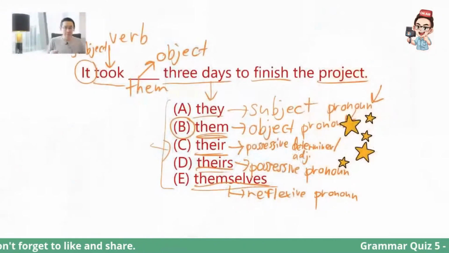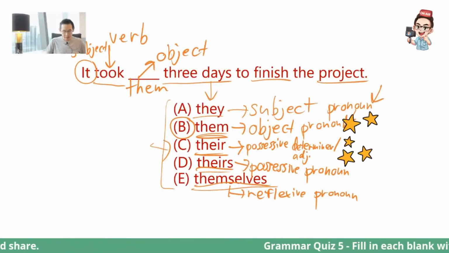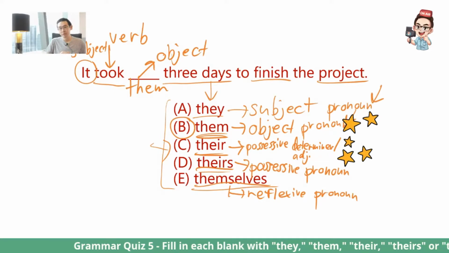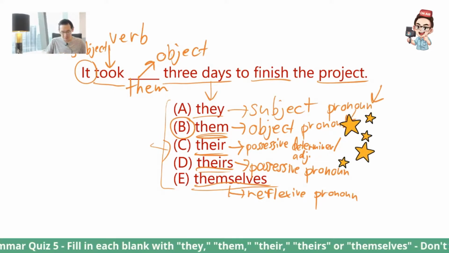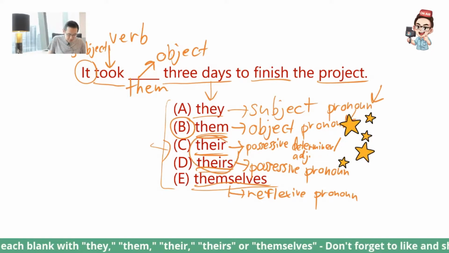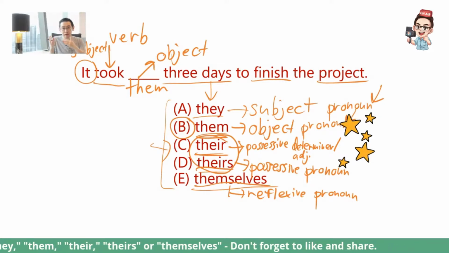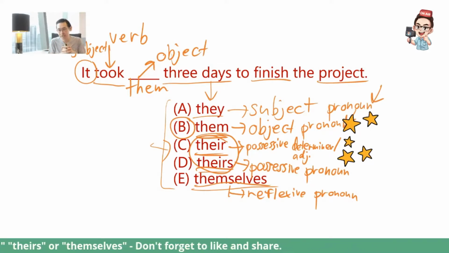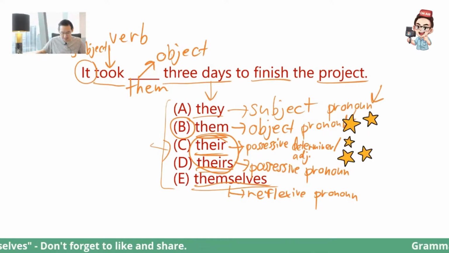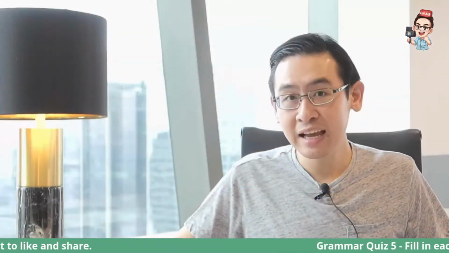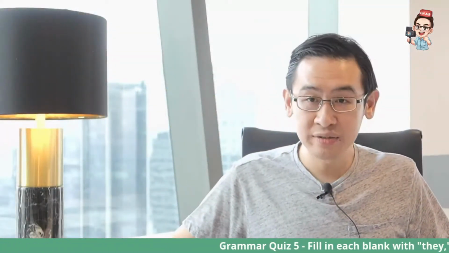So yeah, that's what we have learned today. So we learned about subject pronoun, object pronoun, possessive pronoun, reflexive pronoun, and also the possessive determiner. Don't get these two mixed up, okay? One is used in front of a noun, and the other one is used by themselves, all right? So yeah, that's it for today's video.